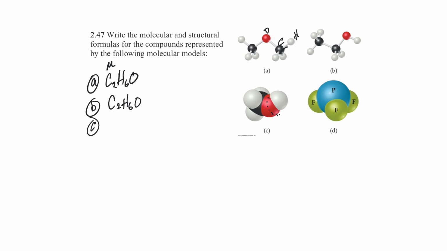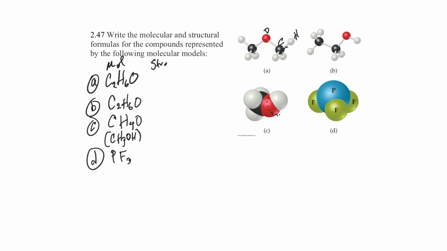C, it looks like I've got 1 carbon, 1, 2, 3, 4 hydrogens, and 1 oxygen. Okay, and you can write that a couple different ways. That's an alcohol, so you could write CH3OH. That's another option. I'll put this in parentheses: CH3OH. Okay, methanol. This is wood alcohol. And the last one, D. I've got P, and I've got 3 Fs. Okay, that's the molecular.